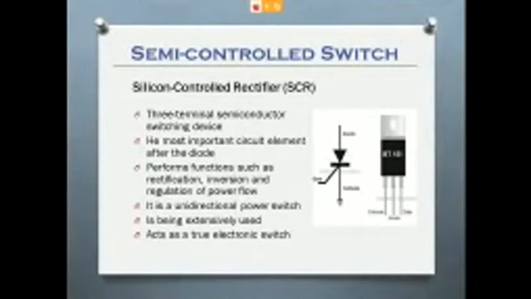That is, it only allows a single direction. Inversion also. And it is extensively used. As I've said before, it is one of the important circuit elements after diodes. So of course, it would be extensively used, and it acts as a true electronic switch. Basically, a silicon controlled rectifier is a combination of a rectifier, a PN junction, and a transistor, a PNP or NPN. So it's a combination of both rectifier and transistor.